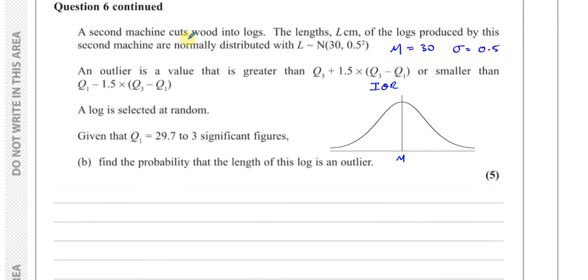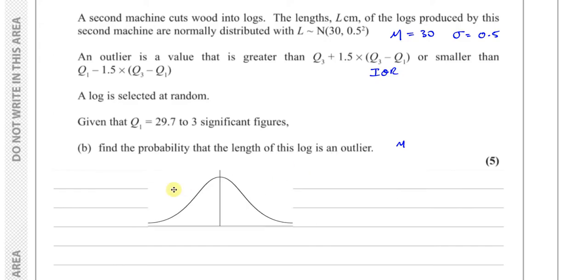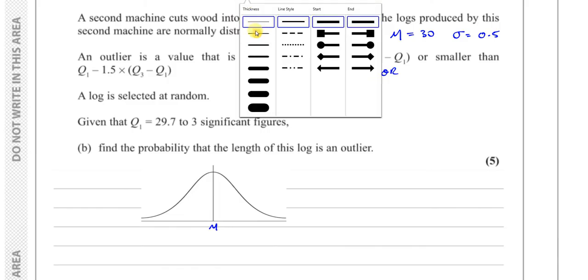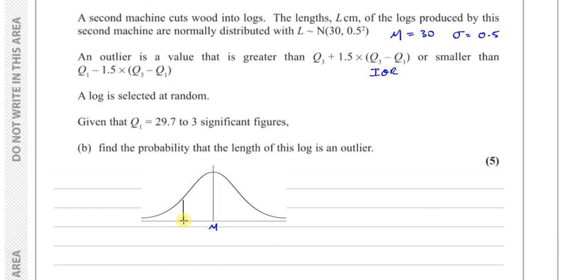Now, the lower quartile is a value. Let me draw this down here so that I've got some more space. The lower quartile is the value such that it is more than 25% of the data. So we could picture it as being somewhere over here, so this is the lower quartile, Q1, which they've told us is 29.7, such that this area here is 0.25. That's the lower quartile.